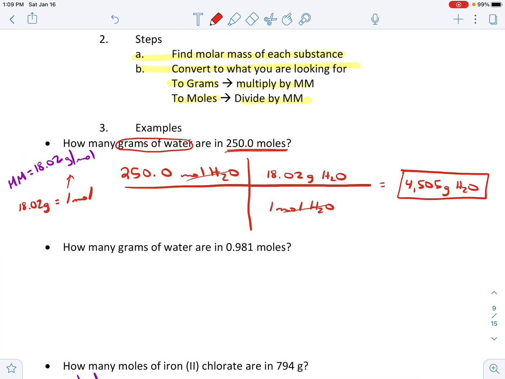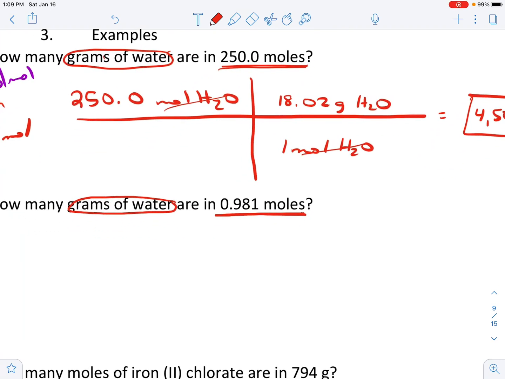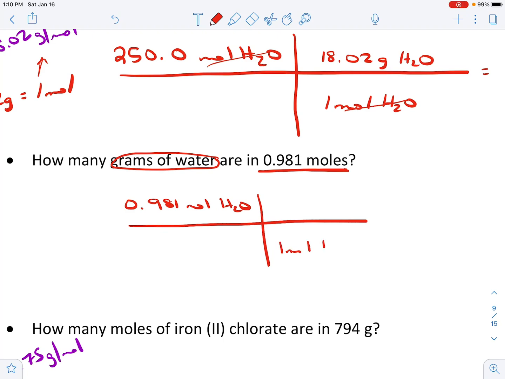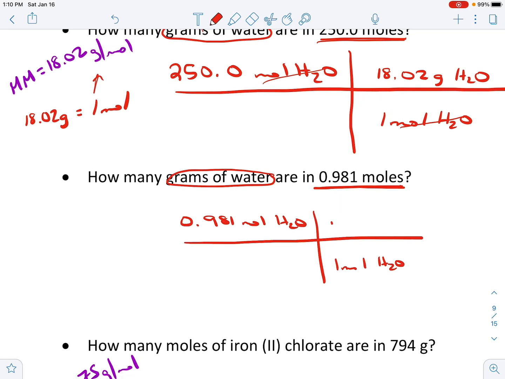All right, let's try another one, but with a smaller number. So this time we're still looking for grams of water, so we're going to be using that molar mass. We know we have 0.981 moles this time. So our setup of our T-chart is going to be very similar. 0.981 moles of H2O, and we're taking that to grams. So we're going to say 1 mole of H2O on bottom.